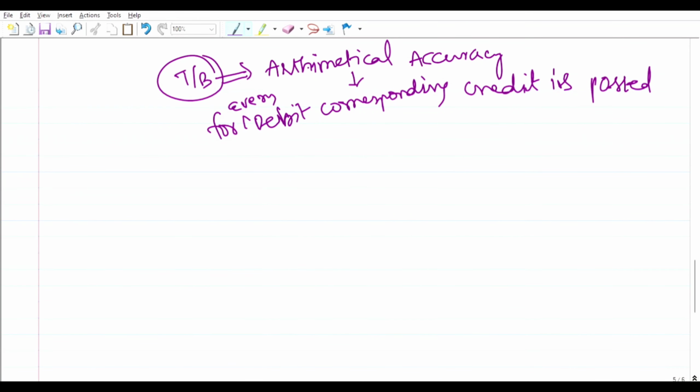And why are we going to discuss this arithmetical accuracy? Because if the final accounts preparation time is very short, and you need to submit the books of accounts to the proprietor, you have only a small span of time. Then if the trial balance is not tallied, with a small amount, with a little bit of amount, then we are going to use suspense account.